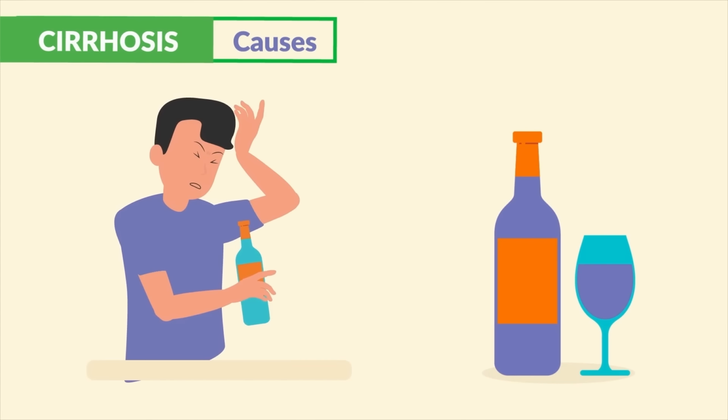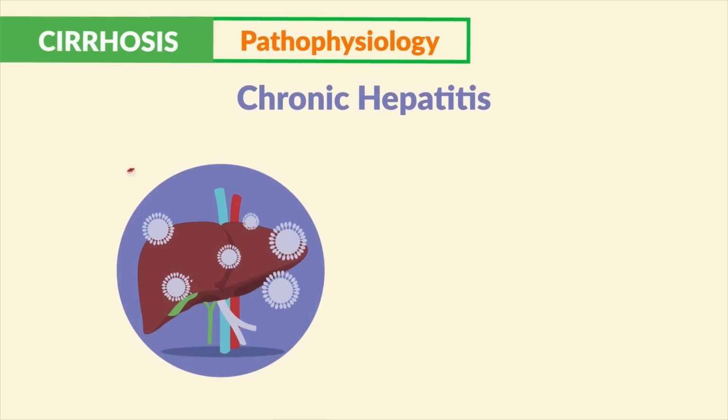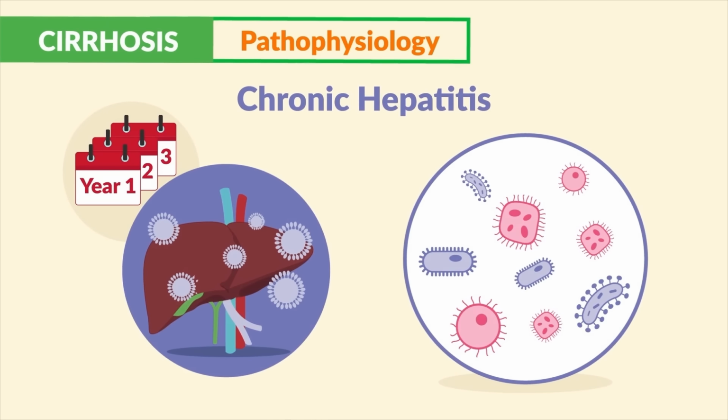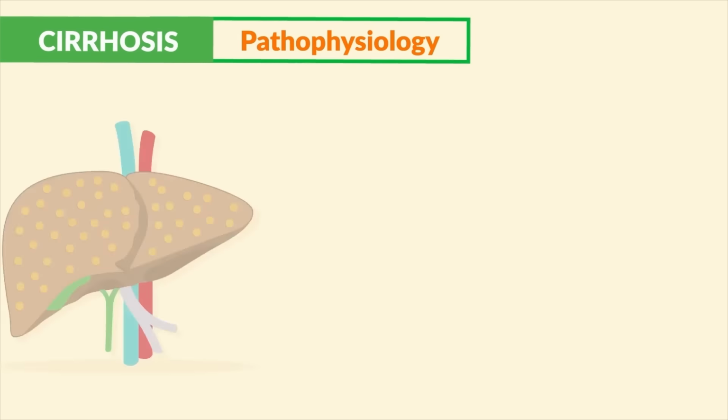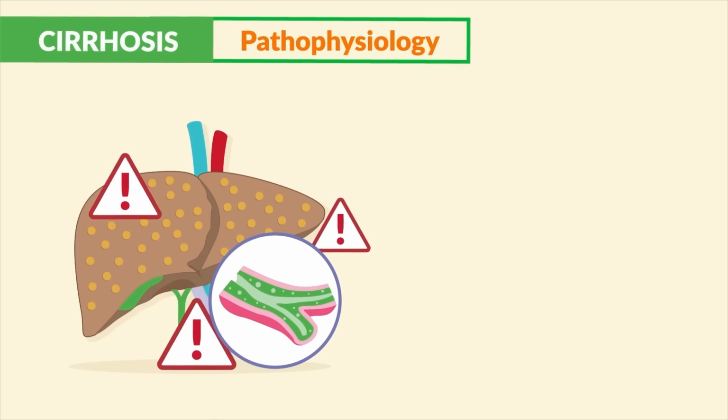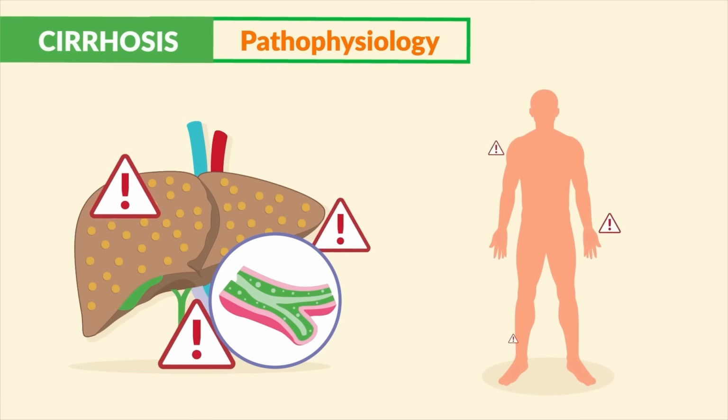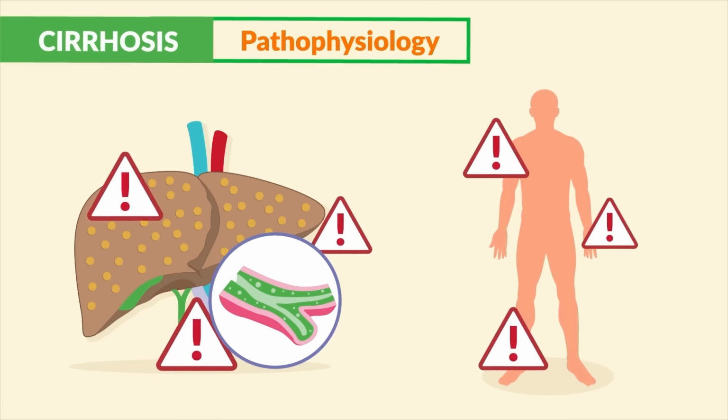So alcohol abuse can scar the liver. Chronic hepatitis with inflammation can scar the liver. And even cystic fibrosis, where we get serious mucus in cystic fibrosis. This mucus can build up and clog the entire body, including the liver.